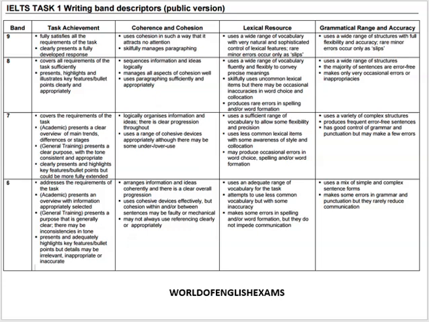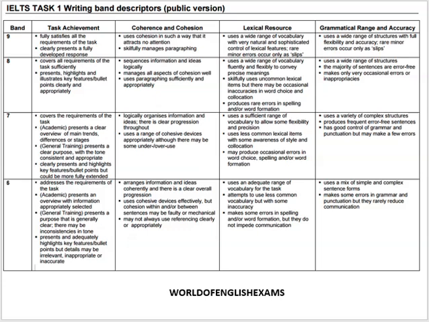Now this table which I am going to show you summarizes the context of all these band descriptors in detail. As you can see, the heading is IELTS Task 1 Writing Band Descriptors, and this is the public version. It is easily available, but what is meant by these criteria and how to understand them, that is the challenge, right? In the public version of this table, you can clearly see that the respective band scores are highlighted towards the extreme left. Can you see?